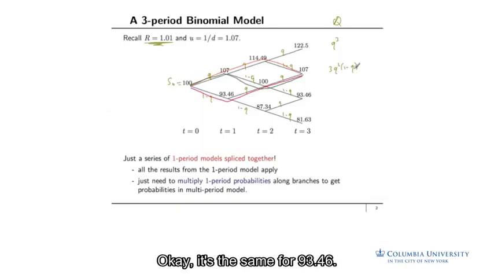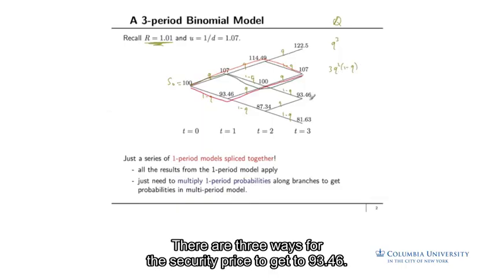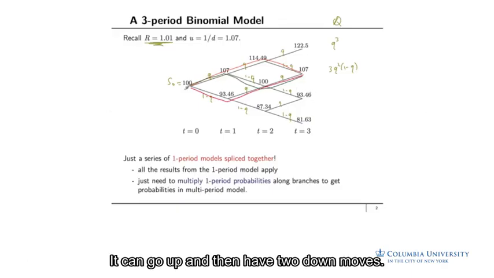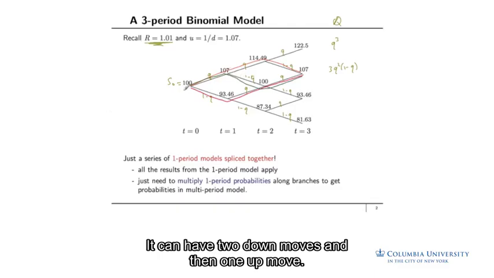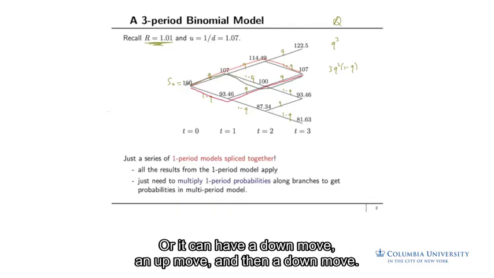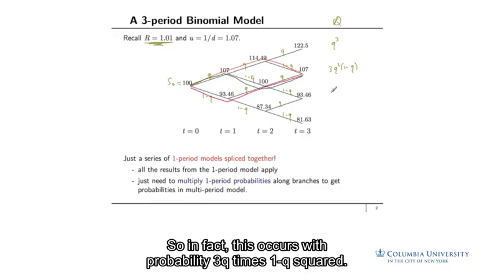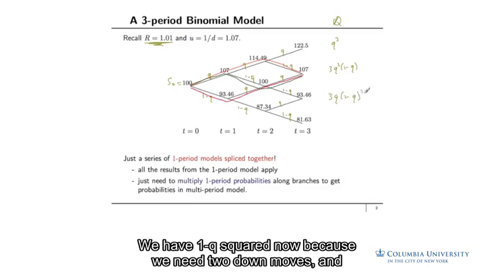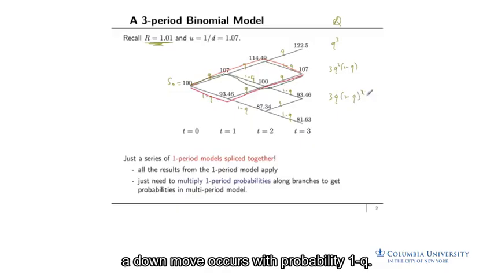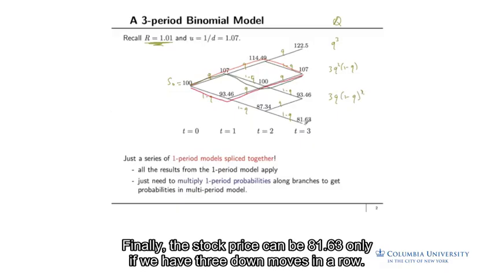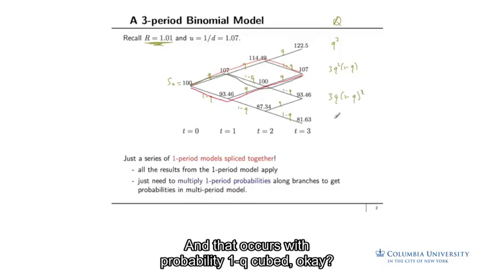Okay, it's the same for 93.46. There are 3 ways for the security price to get to 93.46. It can go up and then have 2 down moves, it can have 2 down moves and then 1 up move, or it can have a down move, an up move, and then a down move. So in fact, this occurs with probability 3Q times (1 minus Q) squared. We have (1 minus Q) squared now because we need 2 down moves, and the down move occurs with probability 1 minus Q. Finally, the stock price can be 81.63 only if we have 3 down moves in a row, and that occurs with probability (1 minus Q) cubed.